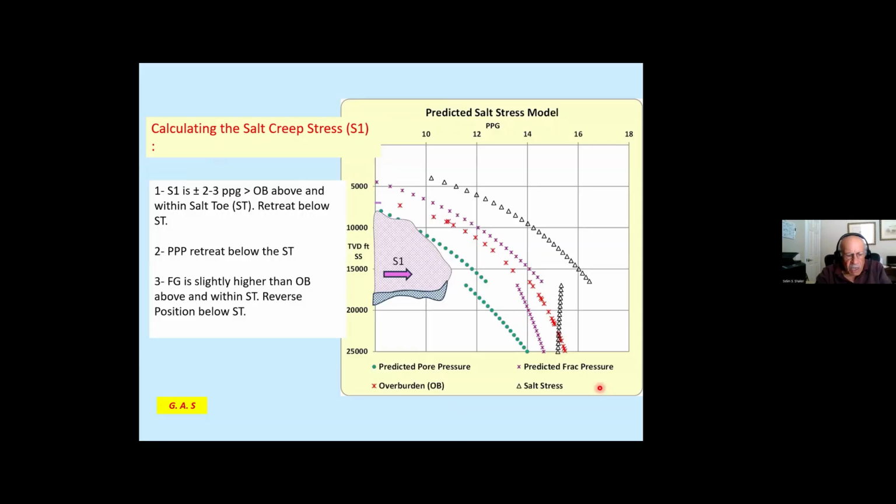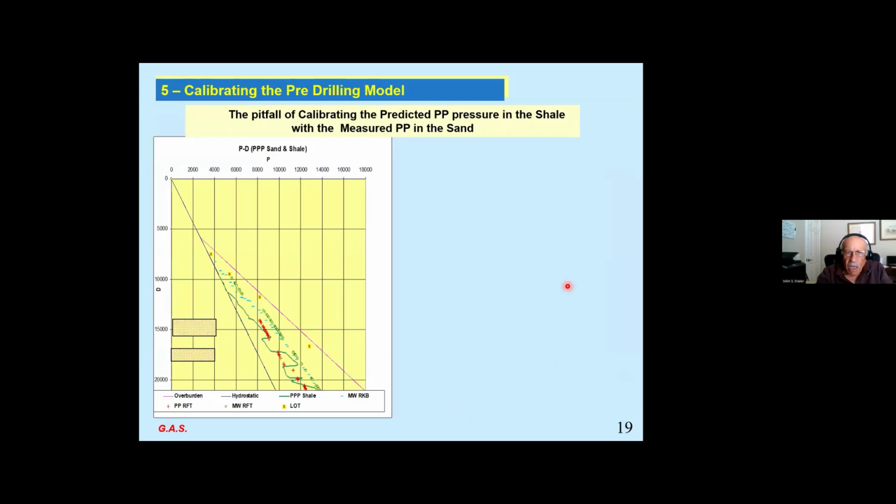Also, you can predict the S1, which is the salt stress, from building that model. You calculate the salt creep or the salt stress. Also, calibrating the pore pressure with the measured pore pressure. Here is an example of how we do it. Here is the predicted pore pressure, the solid line. Here is the measured pore pressure.